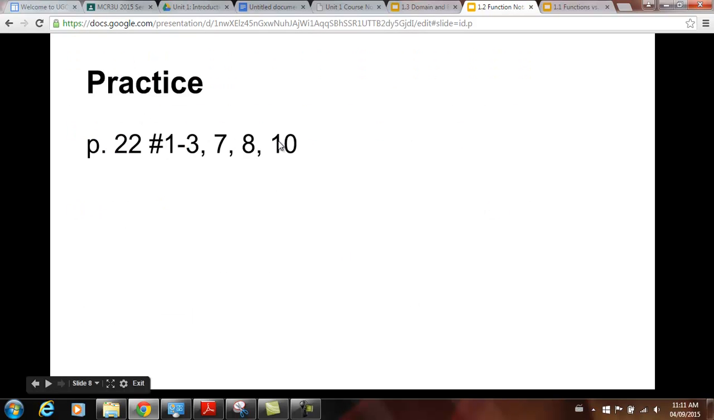There's some practice, very minimal domain and range stuff. We'll talk about that more in the next lesson. But if you can just work on some of the function notation stuff. Okay.